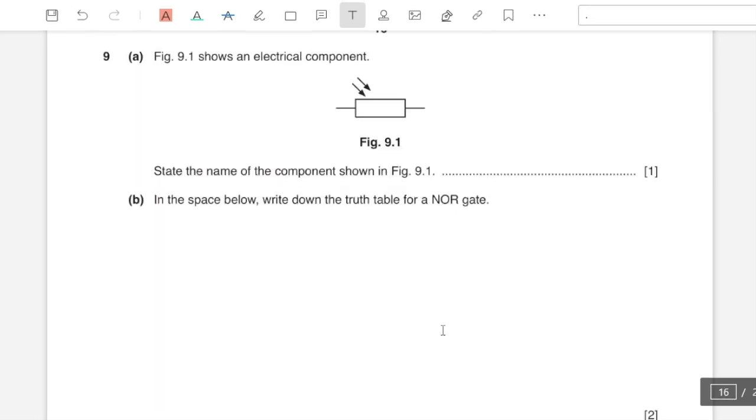Question number 9a. Figure 9.1 shows an electrical component. State the name of the component. Okay, this is an LDR.